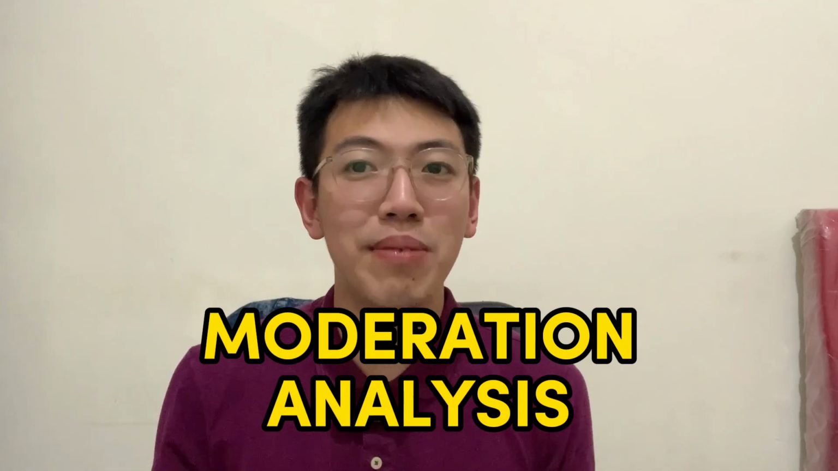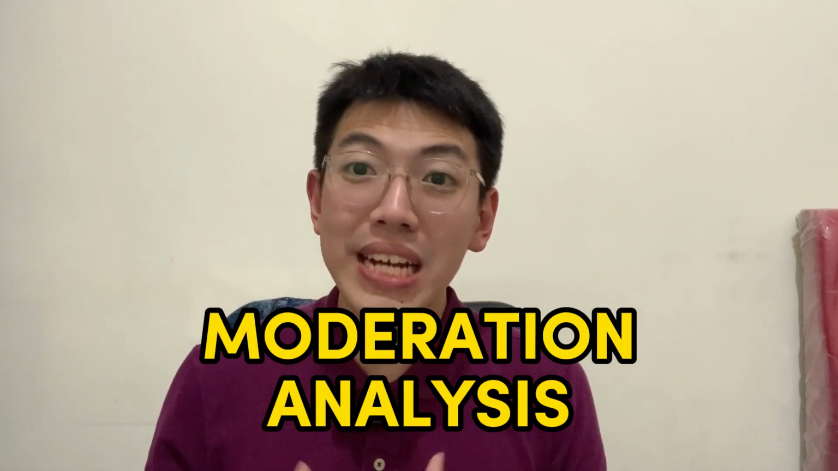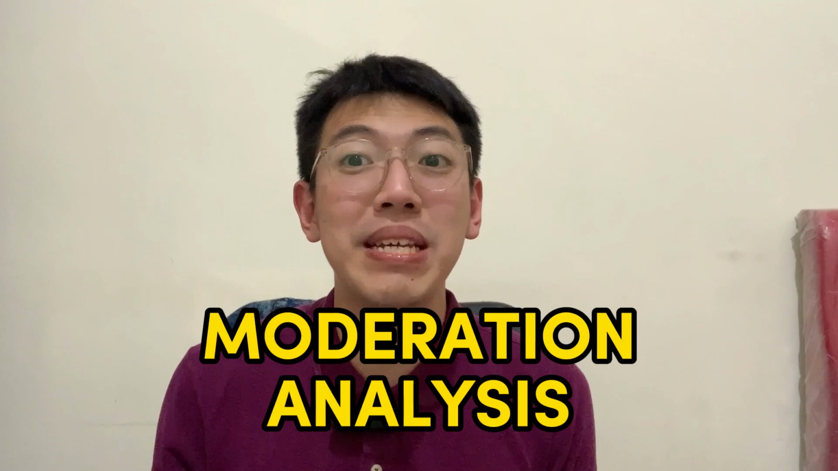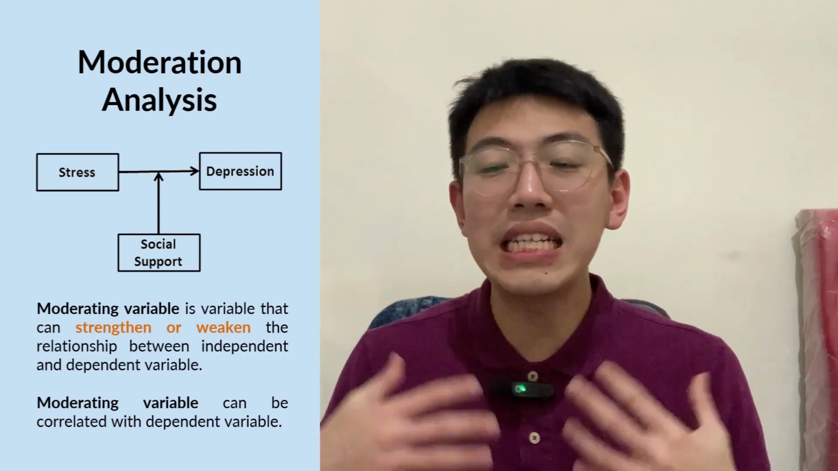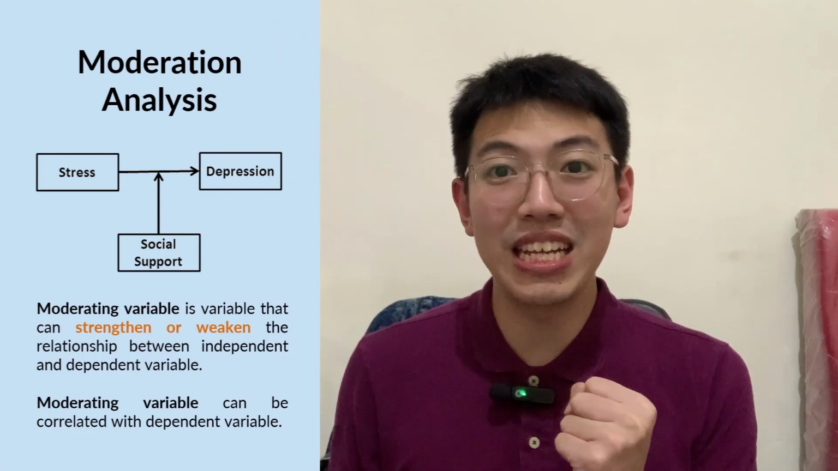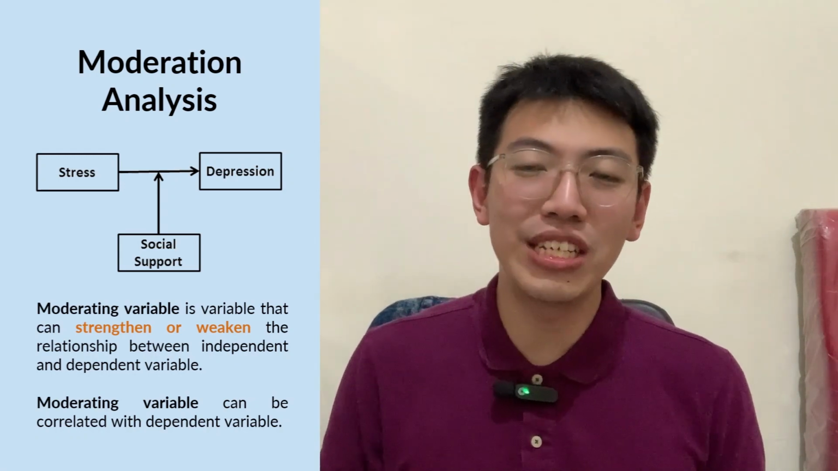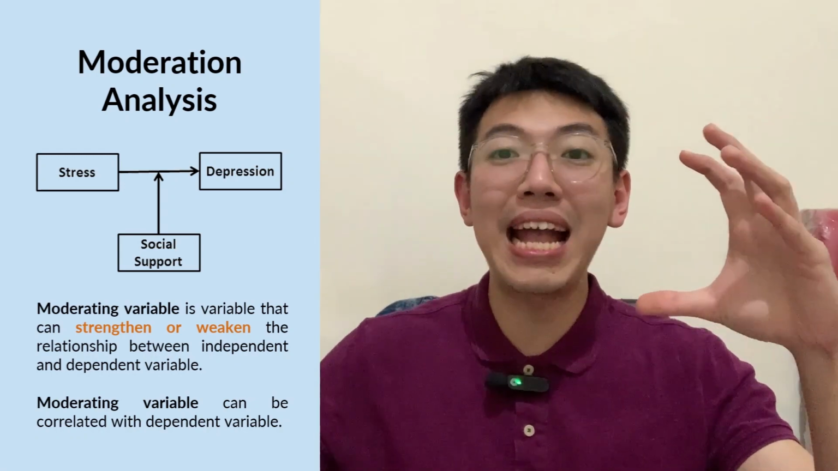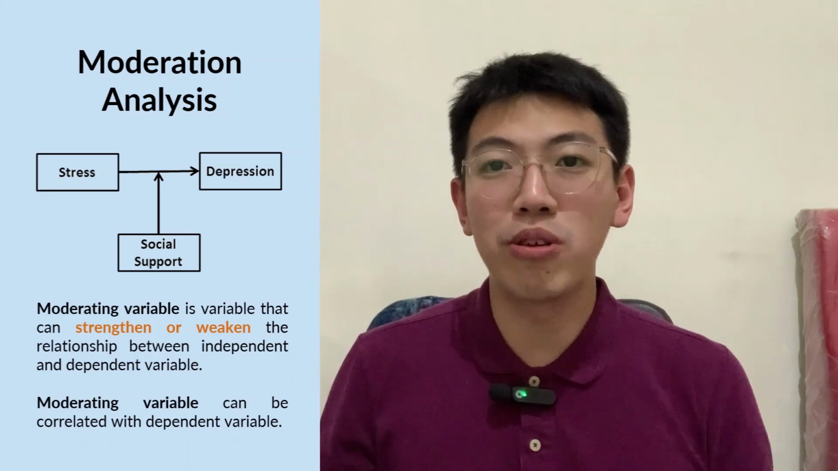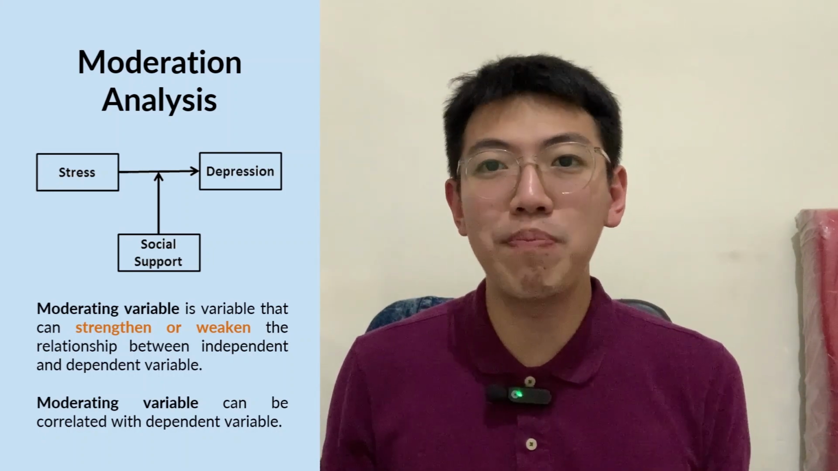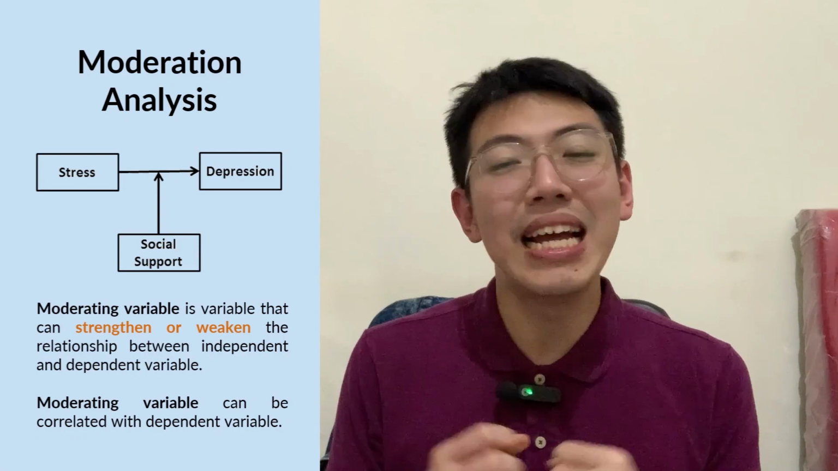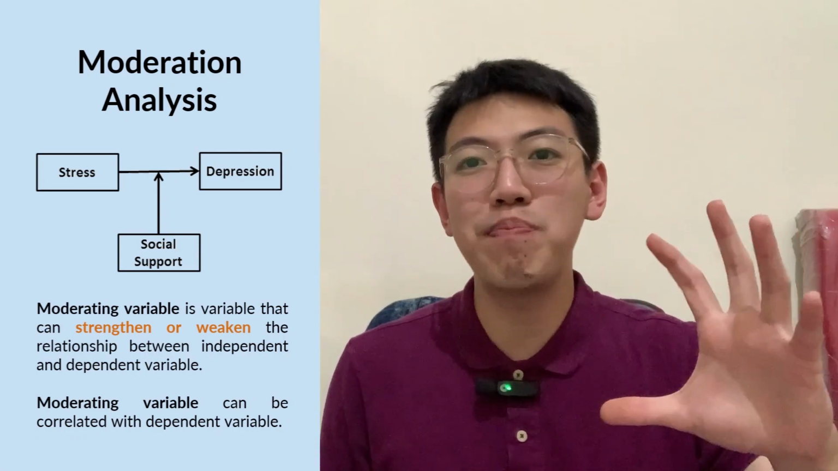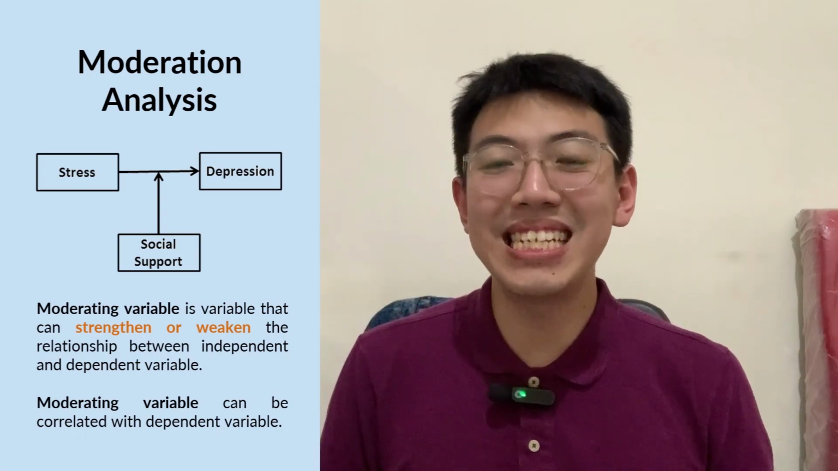In this video, we're gonna learn together about moderation variable and how to run moderation analysis in SPSS. What is moderating or moderation variable? So, moderation variable is the variable that can strengthen or weaken the relationship between independent variables and the dependent variables. One more time, moderating variable is a variable that can strengthen or weaken the relationship between independent variable and also dependent variable.